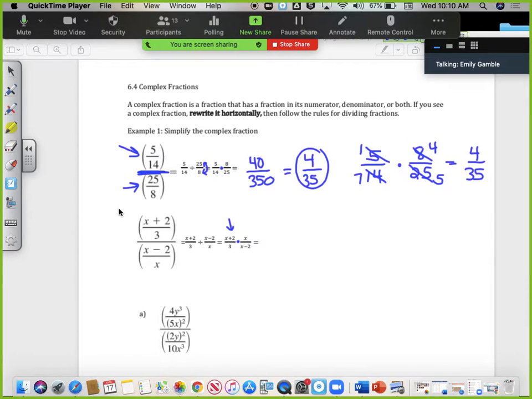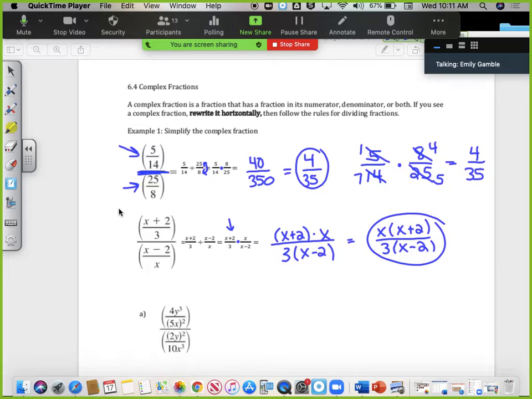In this case, nothing cancels out. x plus 2 is different than x minus 2, so you can't cancel anything out with that. So to simplify this and multiply it, all you would do is take x plus 2 and multiply it by x, and then 3 and multiply it by x minus 2, and that would honestly just be your final answer. If you wanted to put the x in front of the x plus 2 so it looks uniform, you can do that as well. But this would be your final answer. There's nothing you can do to simplify that.